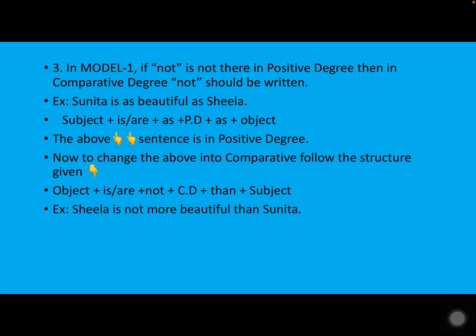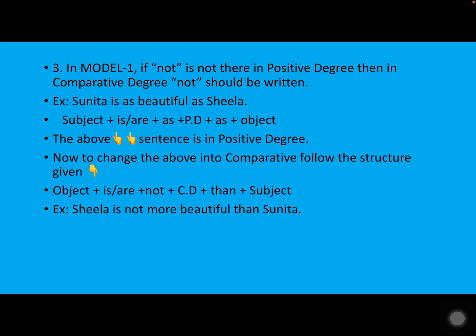Object plus the verb is or are. We have to add not because not is not there in the positive degree sentence, isn't it? So not should be written in the comparative form. It's just vice versa. If in positive degree not is there, in comparative degree not should not be written. If in positive degree not is not there, we have to add not in the comparative degree. So it's just vice versa like that. And Sheila, now how will you change it? Sheila is not more beautiful than Sunita.